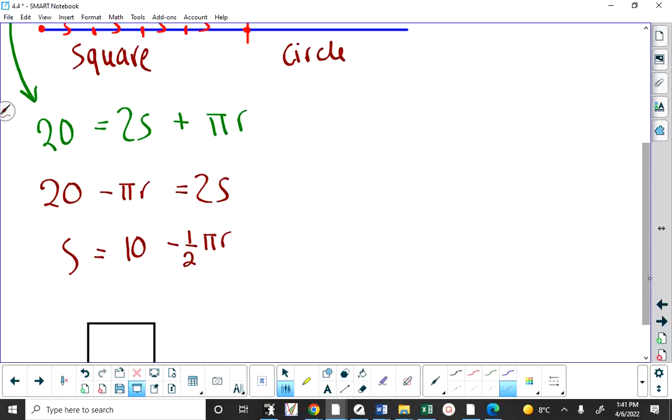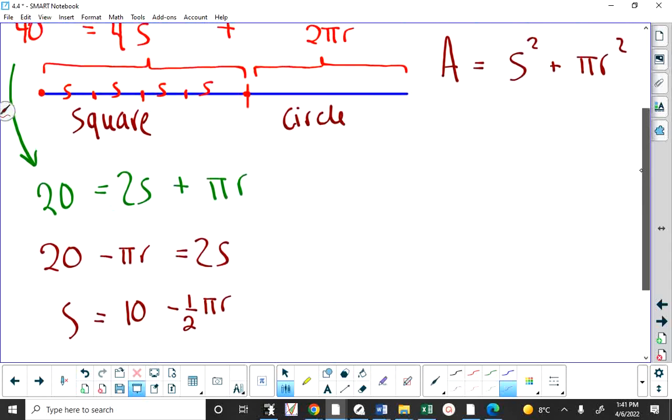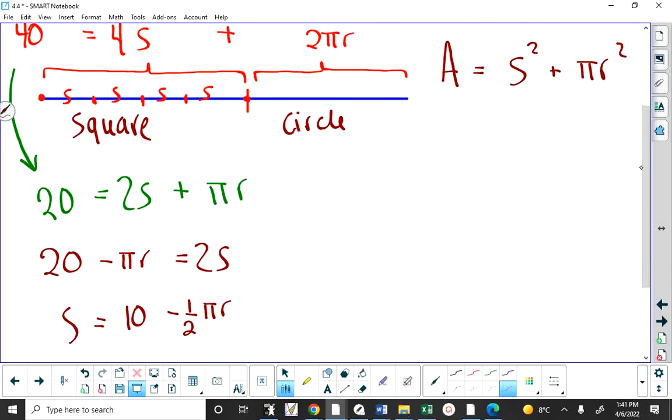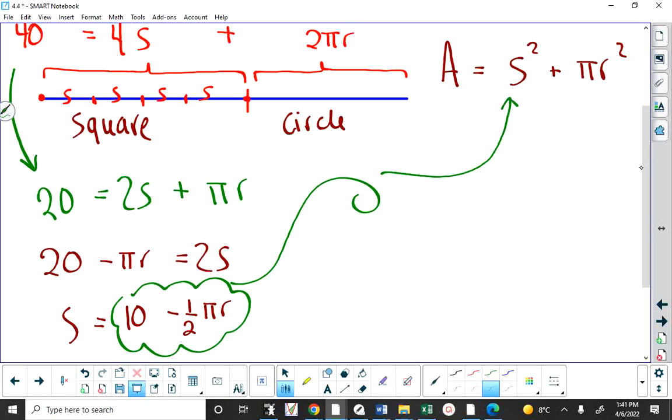So this is a slow journey. I don't think this is something you want to be impulsive in, completing your work. We're going to take this thing and load it in here. So we get area equals 10 minus 1/2 pi r, quantity squared, plus pi r squared.